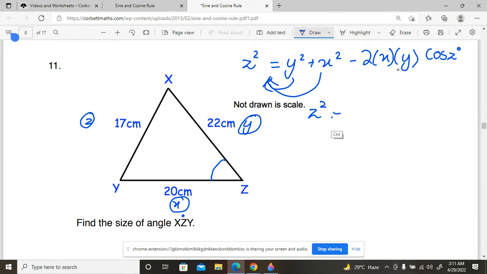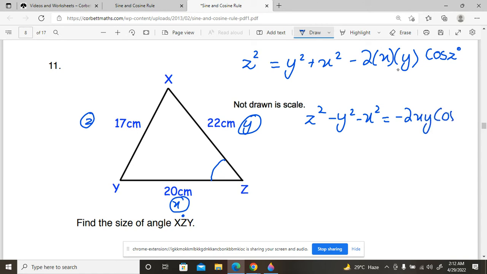For example, you write z square. Now this y square will move towards the left hand side, so sign will change. Minus y square minus x square is equals to negative 2xy cos of z.